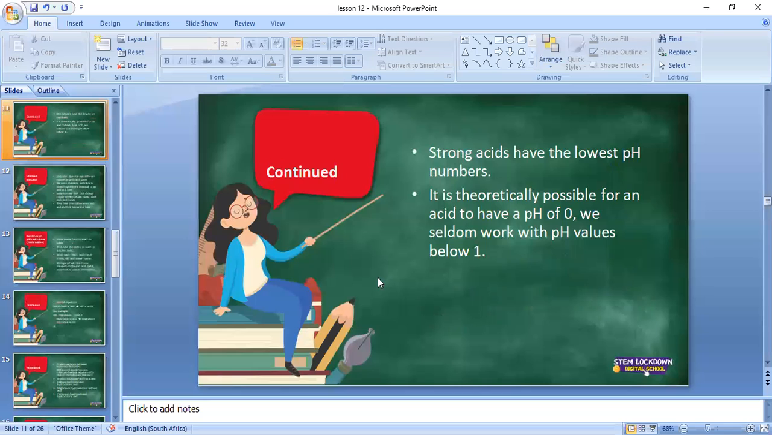Strong acids have the lowest pH numbers, 0 to 3. It is theoretically possible for an acid to have a pH of 0, which is very deadly. We seldom work with pH values below 1. We normally work with 1 and above. But theoretically, we do have acids that are 0, and they're very, very deadly.